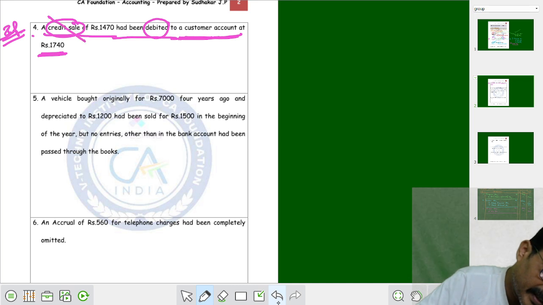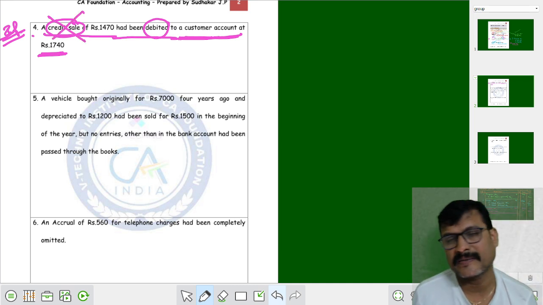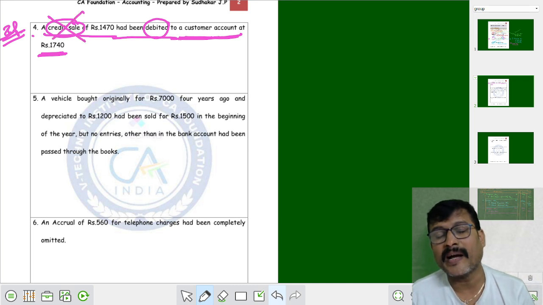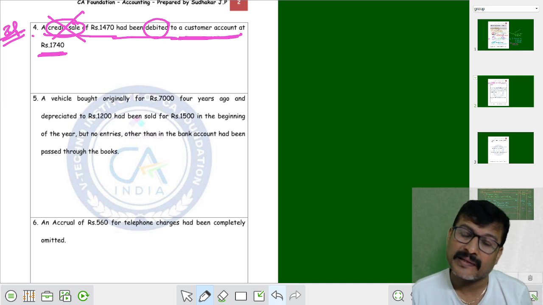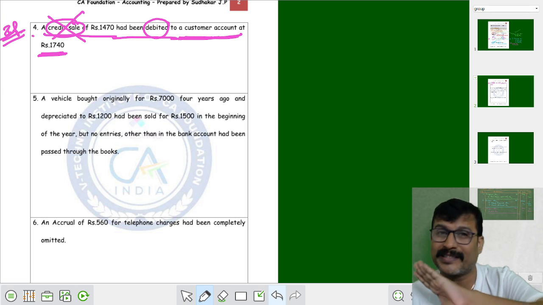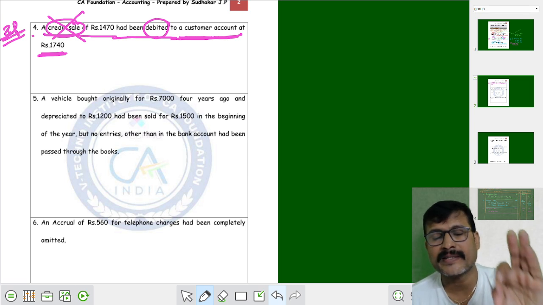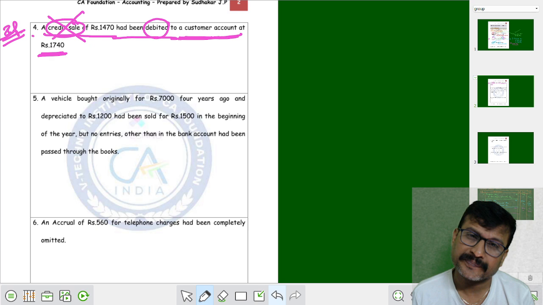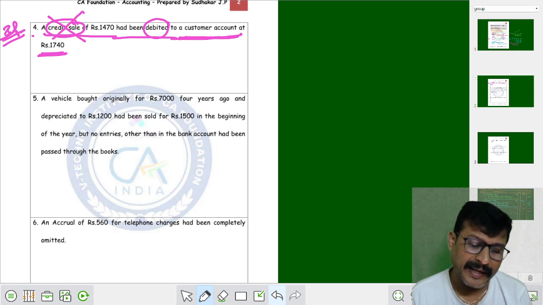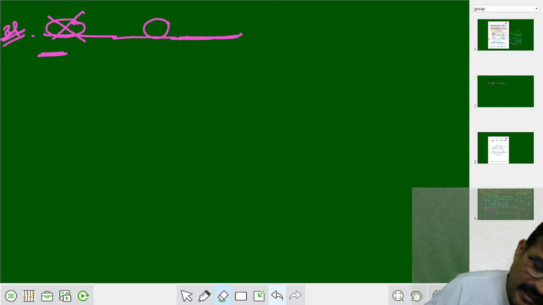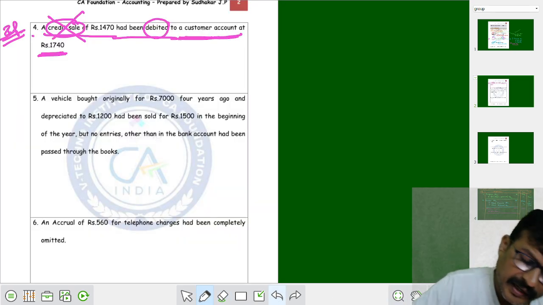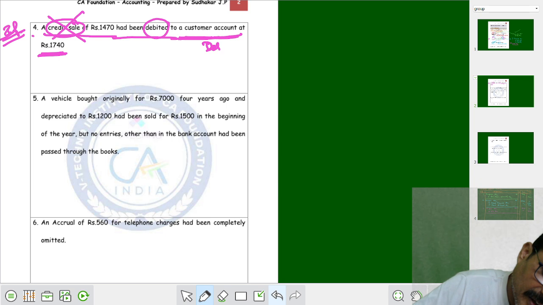I think they didn't commit any mistake in sales. Why has Sudhakara struck out the sales? Because there is no mistake in sales. The entry is correctly made in sales. All the mistakes happened where? In the customer. Who is the customer, my dear student? Customer is nothing but debtors.